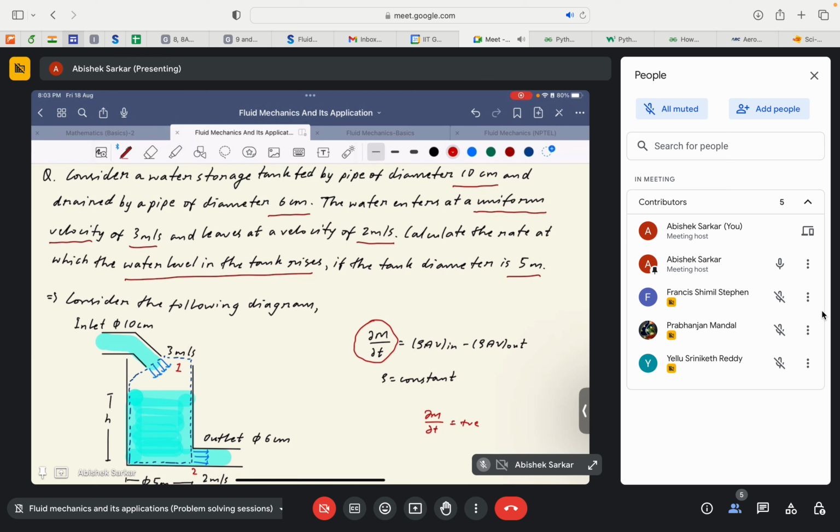Okay, so since this term is positive, there will be an increase in the rate of change of mass in the control volume. So if density and area remain constant, it basically means that the volume of the water would increase. So since volume increases and area remains constant, it basically implies that the height would increase.